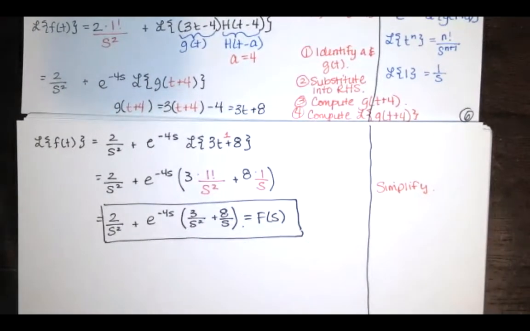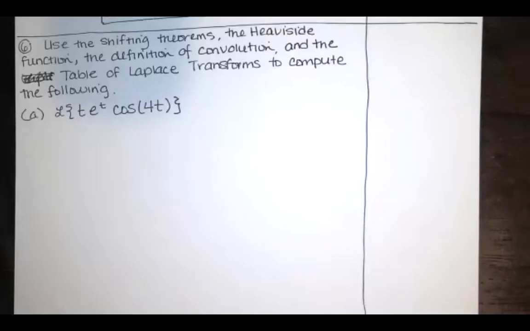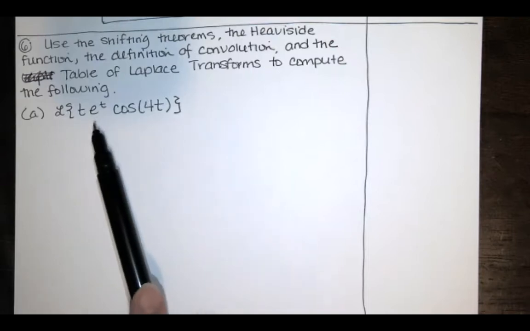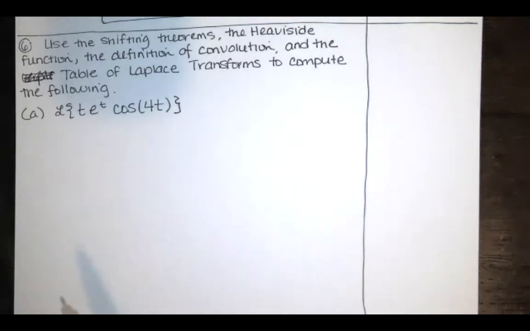All right, now problem number 6 is next. Here we're asked to use the shifting theorems, the Heaviside function, the definition of convolution, and the table of Laplace transforms to compute the following. So we have a t times an exponential, e to the t, times cosine of 4t.